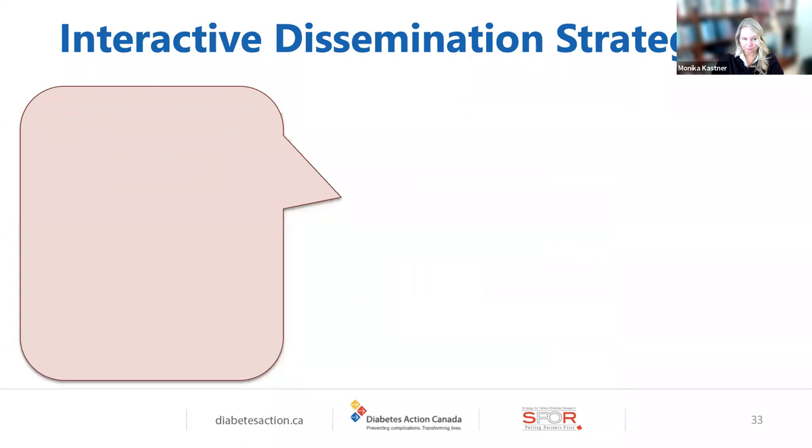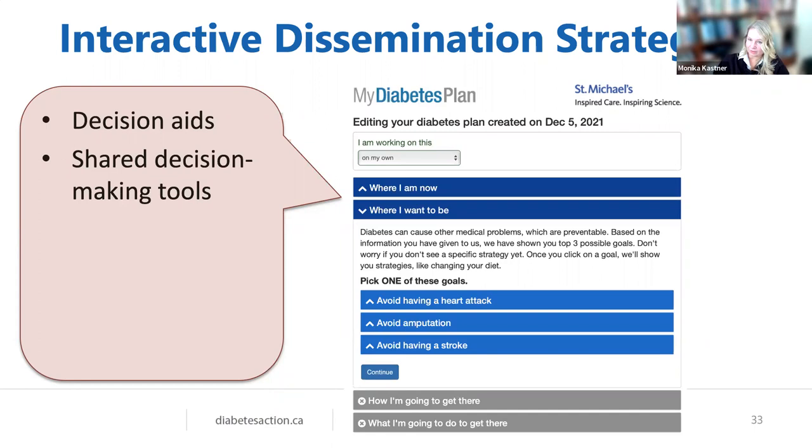Decision aids and shared decision-making tools are also a really good example of a dissemination strategy, as well as a knowledge translation tool. Shared decision-making can be very powerful because it considers the health priorities and goals of not only the clinicians, but also the patients. So it's this shared making of decisions for optimized care, which is really important.